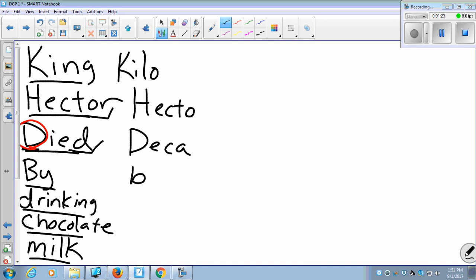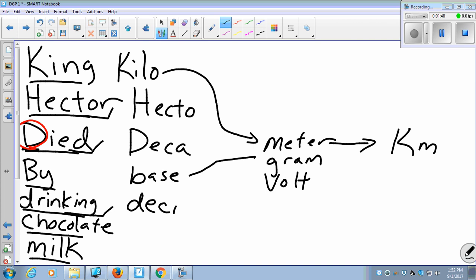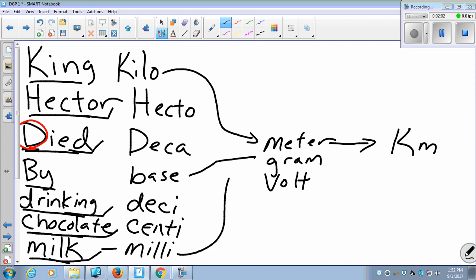By always stands for your base unit. A base unit could be things like a meter, it could be a gram, it could be a volt, which is where we get units like a kilometer, big K, M. Moving on, drinking takes us to little d, deci. Chocolate takes you to a real common one, centi. And milk takes us out here to milli, as in a millimeter.